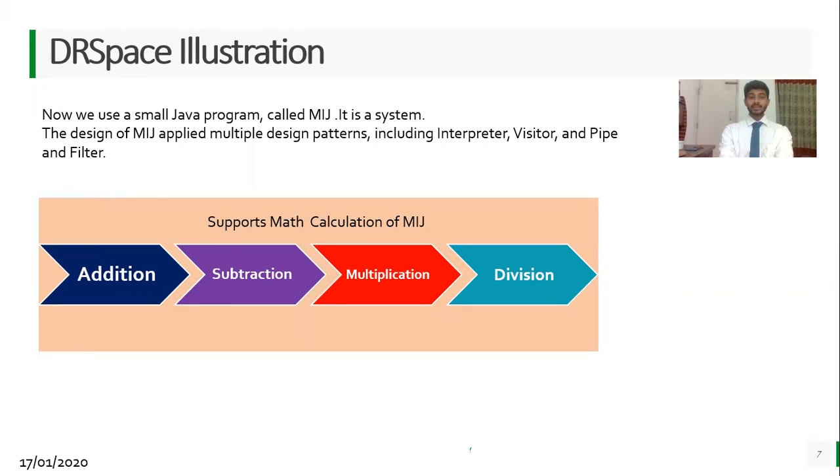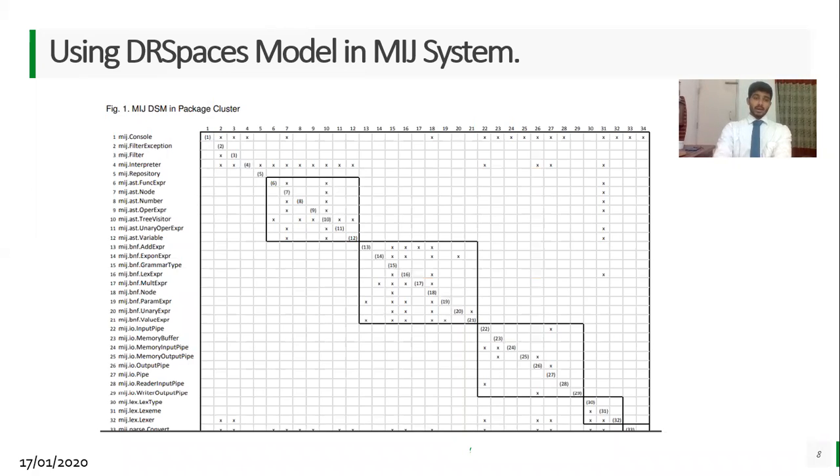Here is a DRS space illustration. They use a small Java program called MIZ system. The design of MIZ applied multiple design patterns, including interpreter, visitor, and pipe and filter. It supports math calculations: additions, subtractions, multiplications, and divisions. This is a chart of using the DRS space model in the MIZ system.